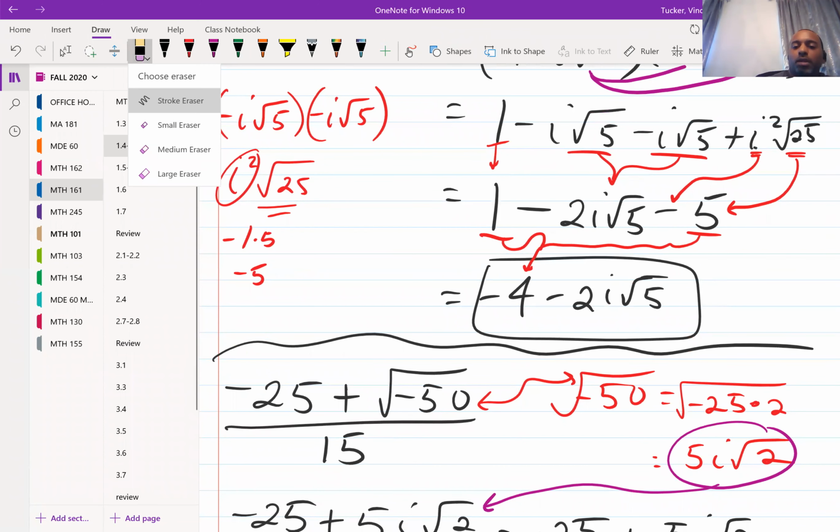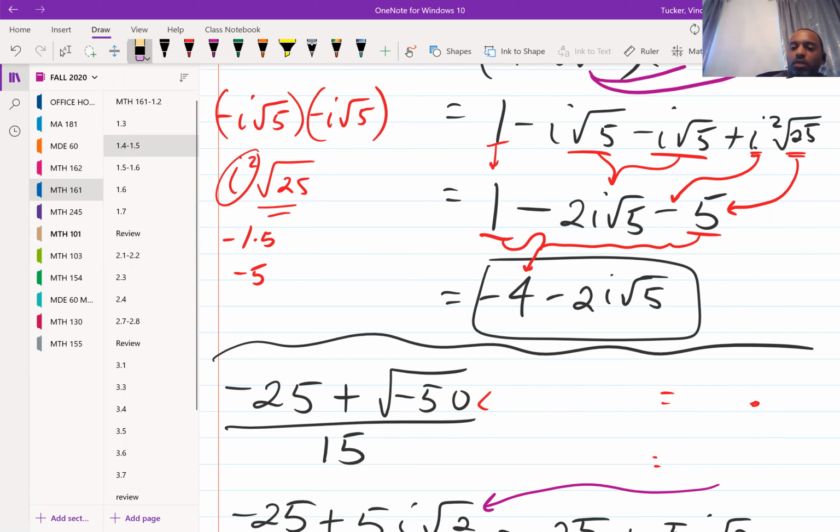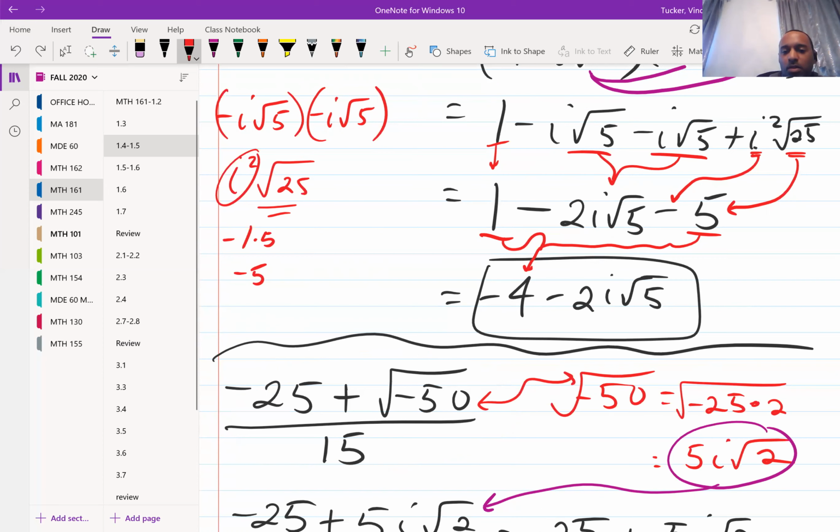All right, so once again, let me erase this stuff so we can see what the original problem was. No extra stuff. All right, so our original problem is right here, -25 plus square root of -50 minus 15. So what I'm going to do first is simplify the square root of -50. That's what I did over here.